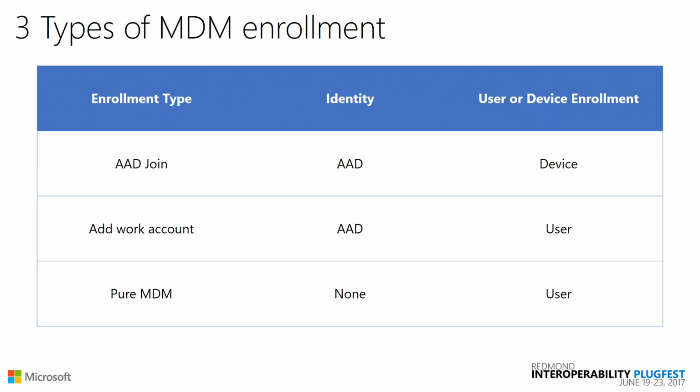So different variations of whether or not the identity is included, and whether or not it's a user or device enrollment, make up this small matrix of how many types of MDM enrollment there are.